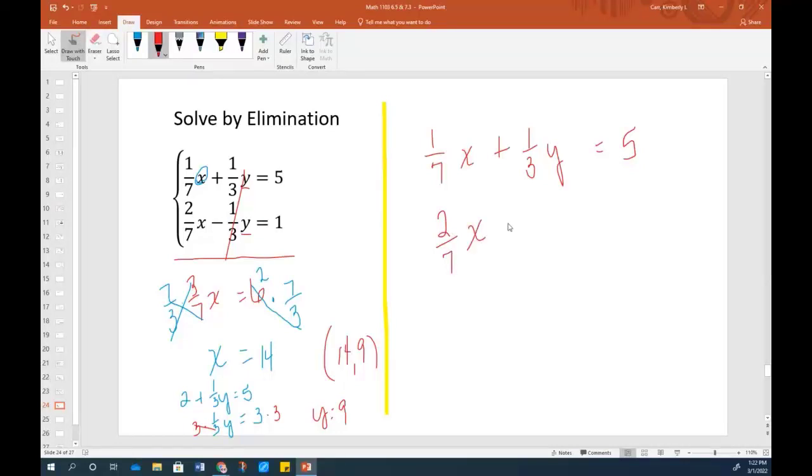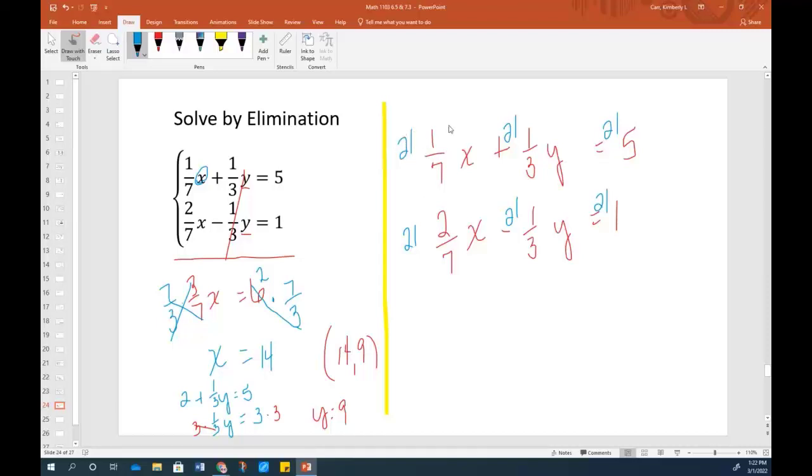So I'm just copying this over. What you could do, if you chose to do that, is look at your denominators. I have a 7 and a 3 in both of them. So my common denominator is 21. So what we're going to do is multiply every single thing by 21. Totally optional, but it might help on some problems.